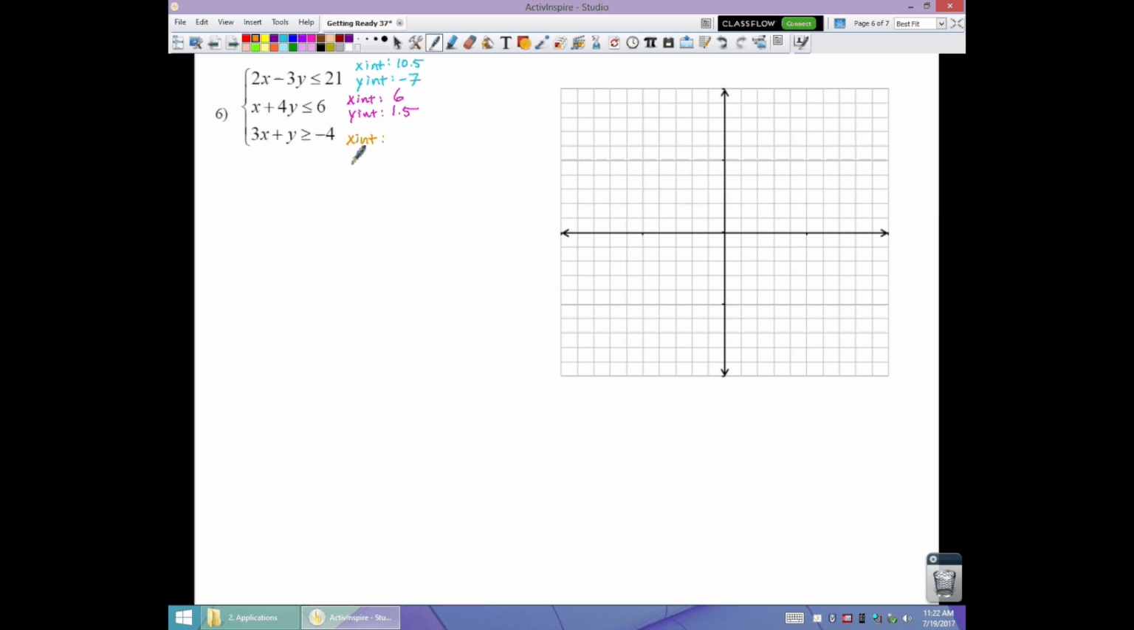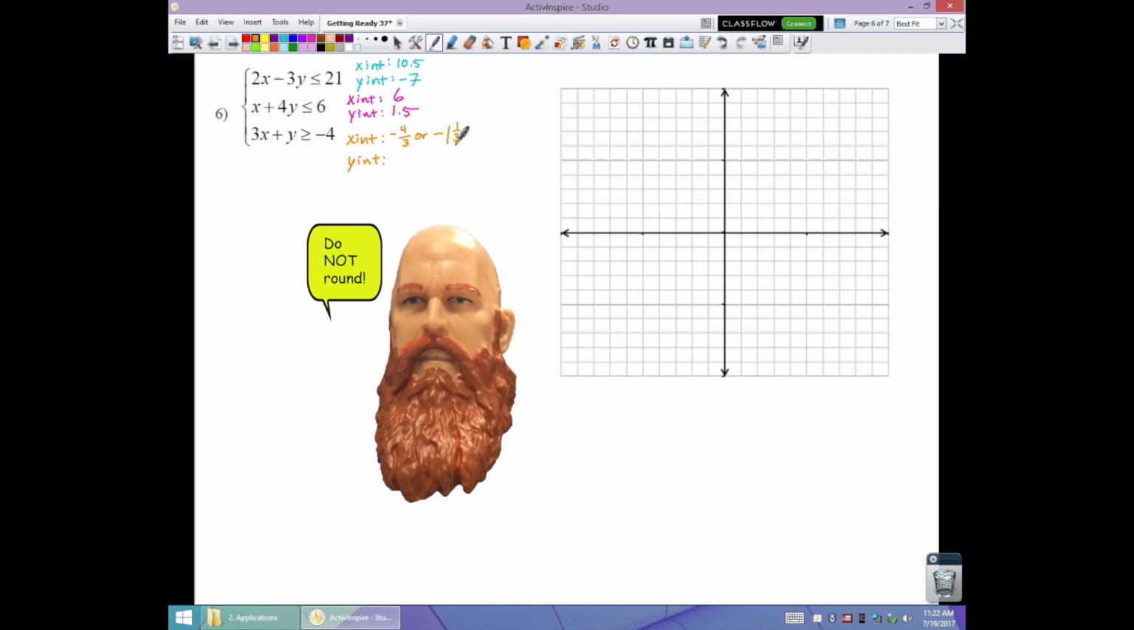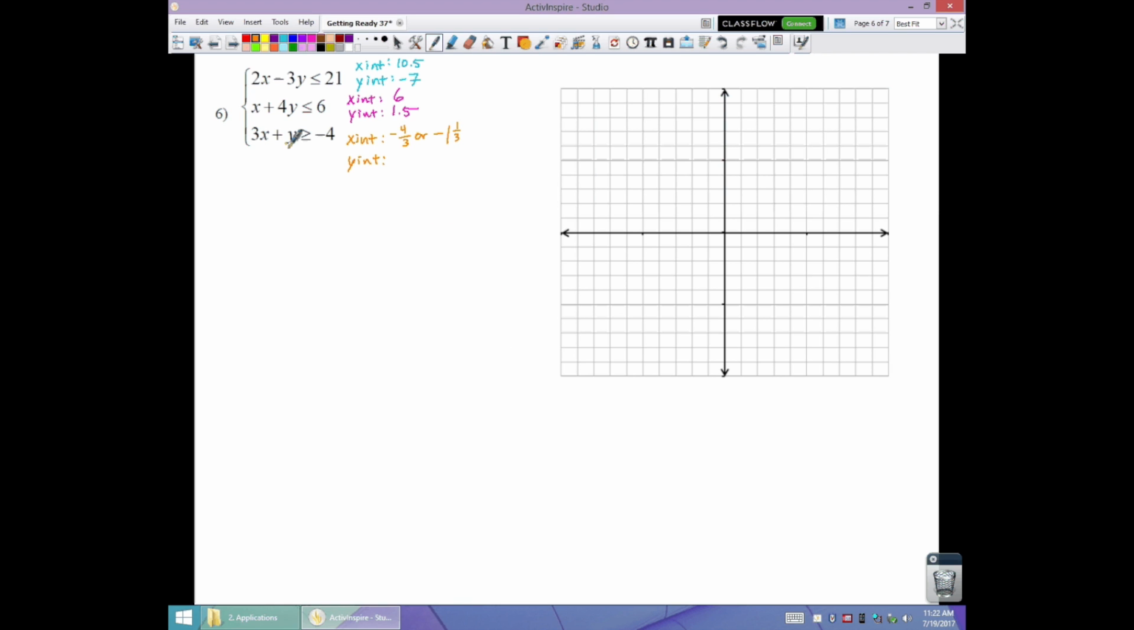And the bottom one here, for x-intercept, ignore the y's. We have negative 4 divided by 3, so negative 4/3. If you'll have trouble with that on the graph, you can make it negative 1 1/3. Please do not use a decimal. That one would be a repeating decimal. We do not round. The y-intercept is when I ignore the x's, so y is negative 4.